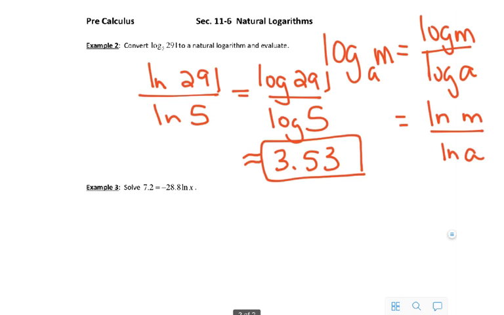Example 3. I want to solve 7.2 is equal to negative 28.8 natural log of x. I'm going to do this the long way. You could also do this in your calculator by putting this into y1 equals, this into y2 equals, and finding where they intersect. But I'm going to do this algebraically. The way that it works algebraically is I would first divide by negative 28.8.